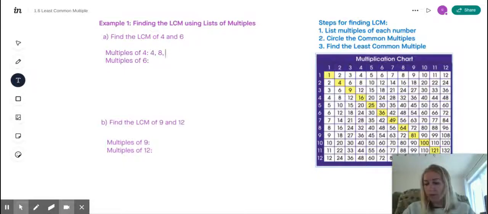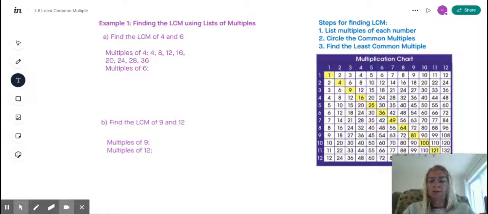4 times 3 is 12. I'm just going to keep going here. So 16, 20, 24, 28, 36. Now you're probably wondering, how many multiples do I have to list? Well, I would just list 5 to start with, and then if you need to keep going, you'll know when to keep going. I'll explain that in a second.